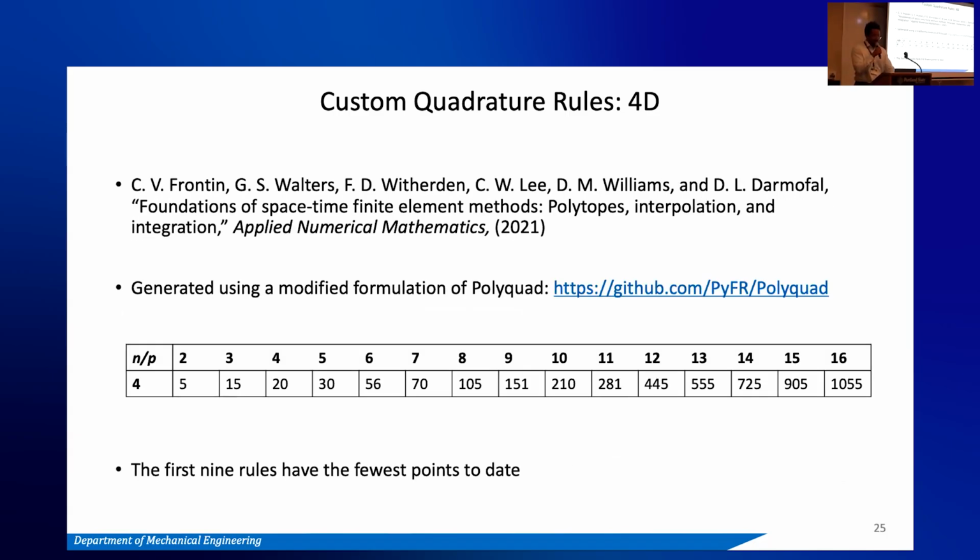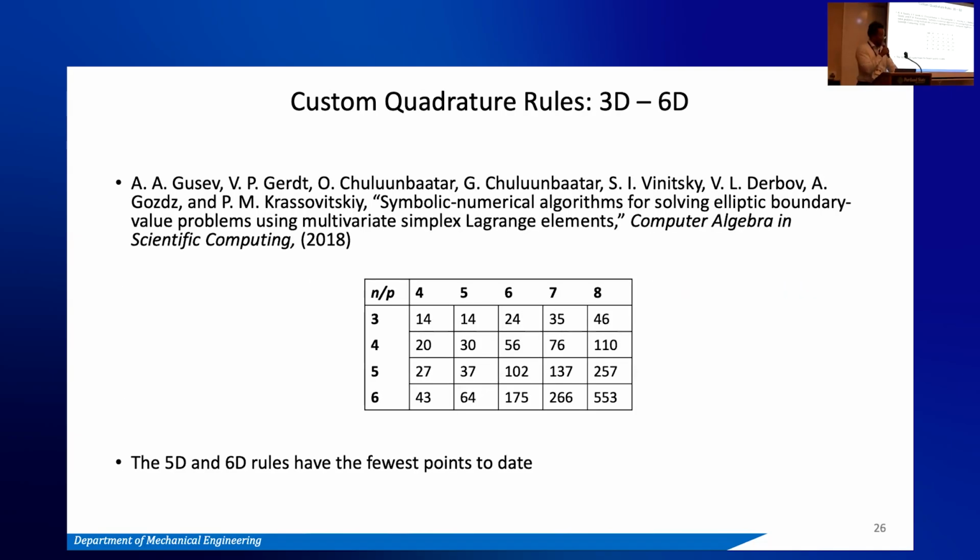And then there was a set of better rules that we came up with in this paper from 2021 using a modified version of polyquad that is not in the public domain. And we can integrate up to polynomials of degree 16 with 1,055 points on the 4-simplex. Okay, the first 9 of these rules are the best rules to date. And then the last rules, I think 10 through 16, have been superseded by these guys.